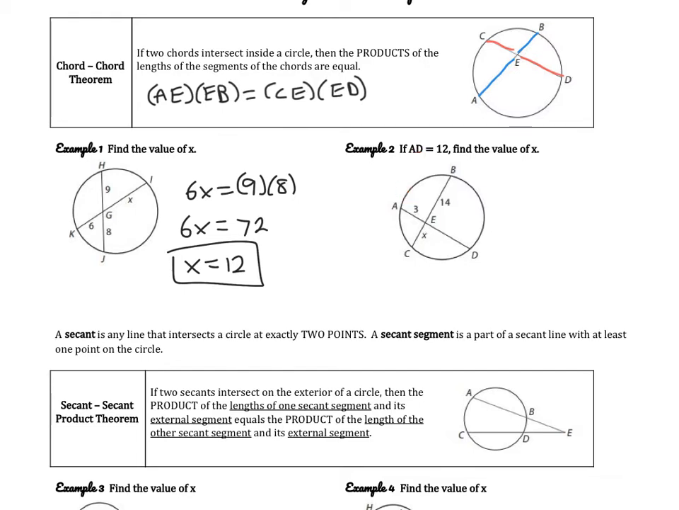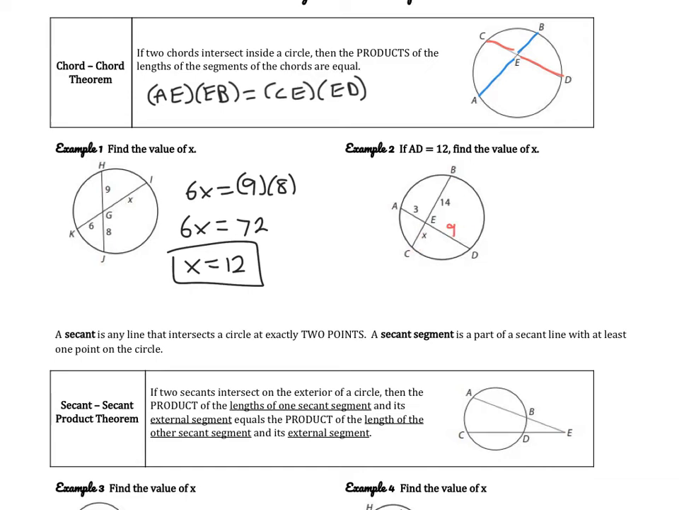Okay, let's look at example 2. Example 2 says if AD is 12, find the value of x. If we know that the length of AD is 12, that's the total, we can find the length of ED by doing 12 minus 3, so we know that ED should be 9. So you do have to do a little bit of extra thinking to figure that one segment out.